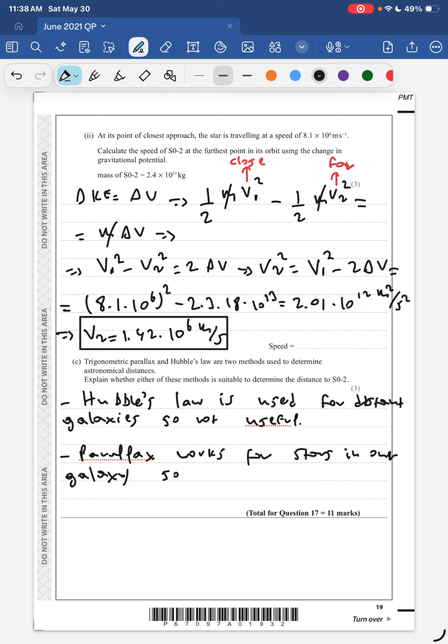Okay, is there anything else I want to say? So since S0-2 is local, the parallax shift can be measured. Okay, so this was question 17. Let's move on to the next question.